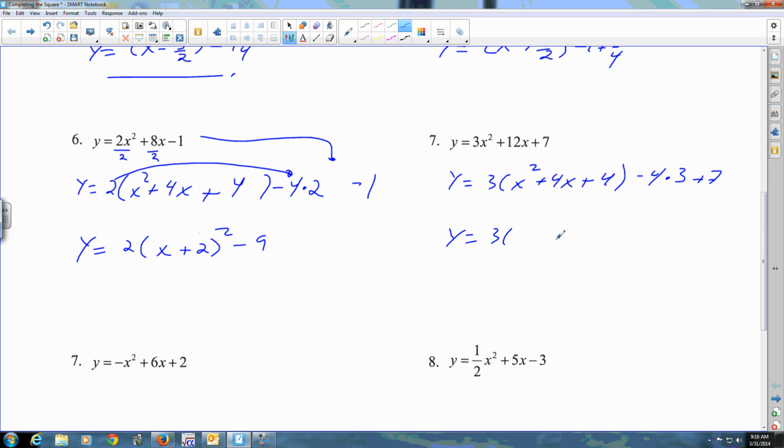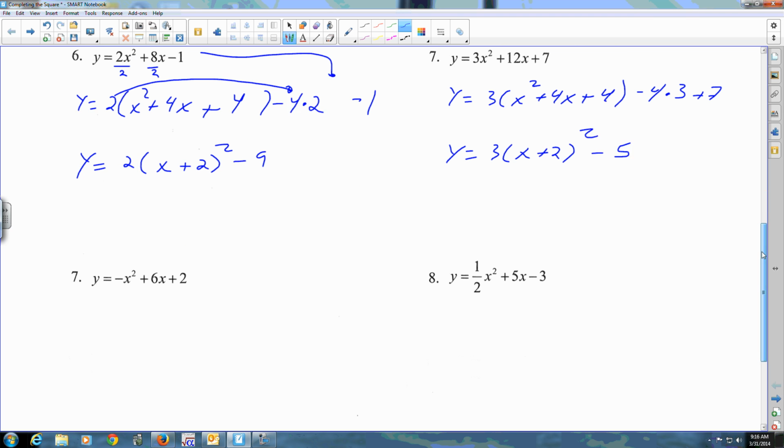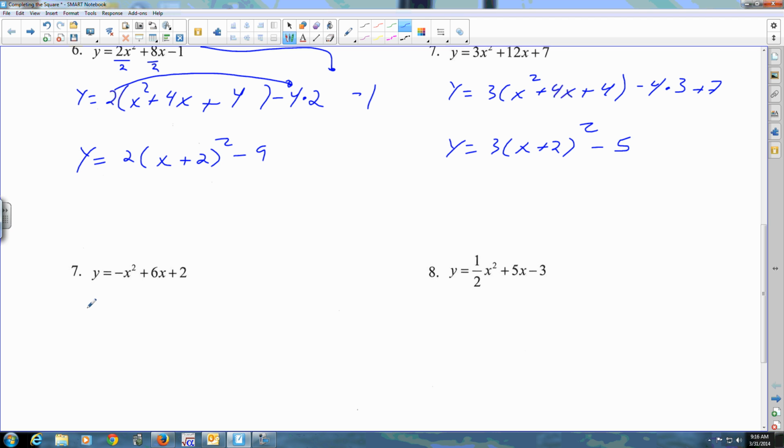So y is equal to 3. Collapse the middle back. Minus 12 plus 7 is minus 5. Oh, good lord. Okay, this is a negative 1 that's there, so I'm going to factor out the negative 1. Take half the middle, negative 3, square it, add it, subtract it, plus 2. y is equal to negative. Take half the middle. So that's plus 9, plus 2 is plus 11.